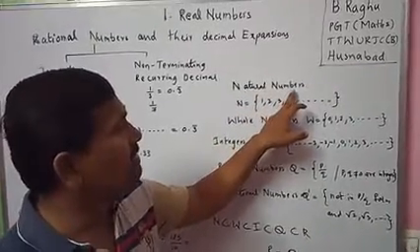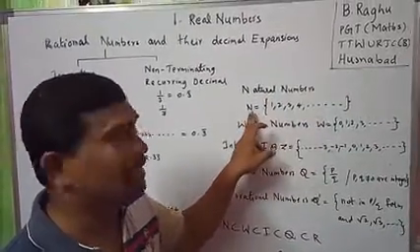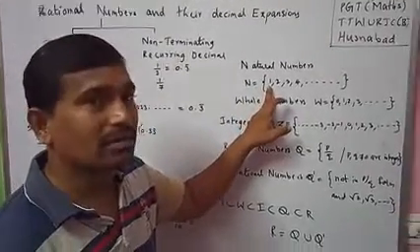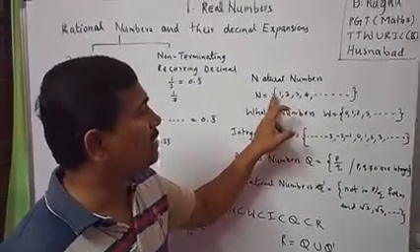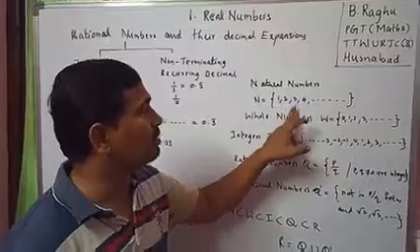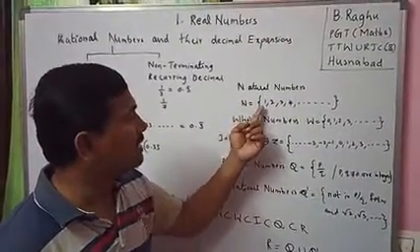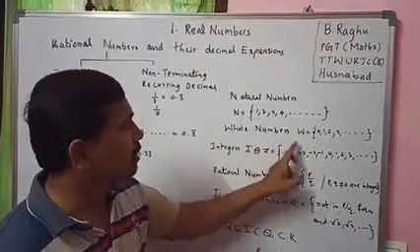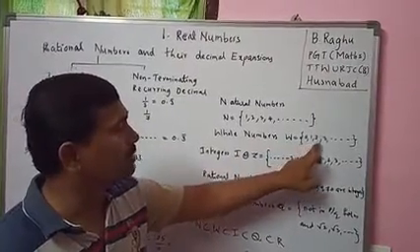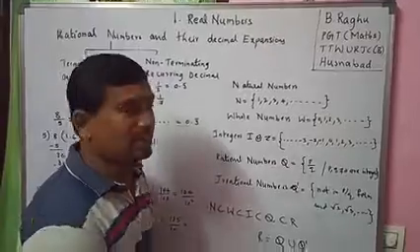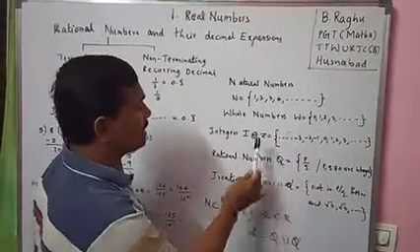Natural numbers. The natural numbers set is denoted by capital N. Natural numbers start from 1. By adding 1 to the preceding number we get the next number: 1, 2, 3, 4, 5, and so on. If you add 0 to the natural numbers, we get whole numbers. Whole numbers W equals 0, 1, 2, 3, 4, 5, and so on.